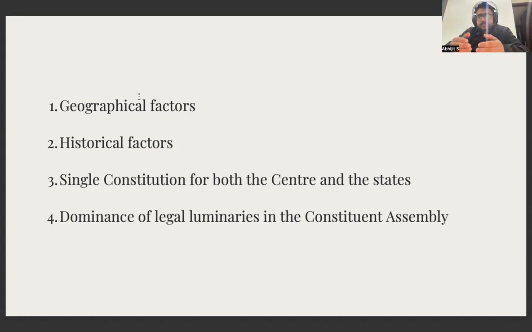Next, the dominance of legal luminaries in the Indian Constitution or the Constituent Assembly. A huge proportion of the members of that particular Constituent Assembly were lawyers, and therefore their legal expertise and their intent to be precise with the language that they're using for this legal document also lent to the fact that the Indian Constitution turned out to be one of the lengthiest of the world.